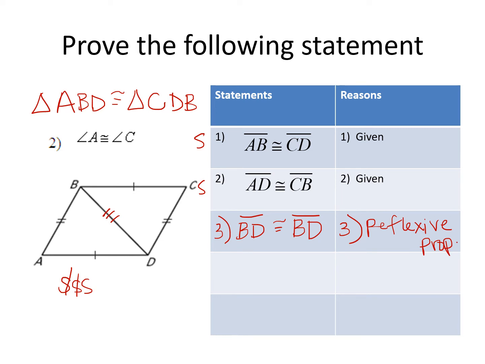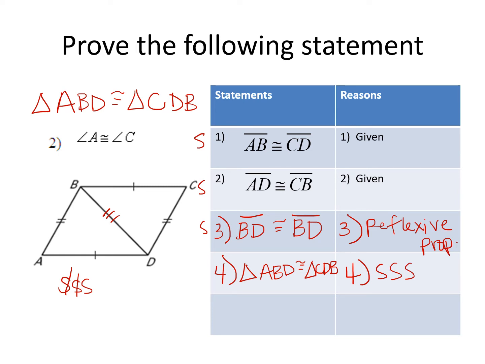So now that I've written that down, I have all three S's written in my proof. My fourth step would be to prove that the two triangles are congruent. So triangle ABD is congruent to triangle CDB. And again, my reason for this, using our postulates or our congruence theorems, would be SSS.